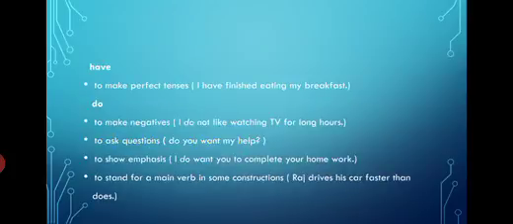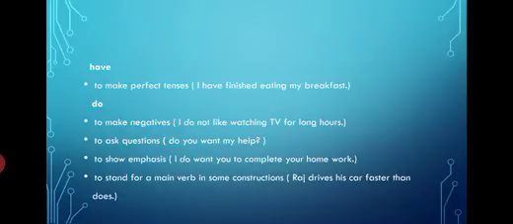Have forms. These also we will be having, have, has and had, three forms. These have forms will be used to make perfect tenses. The be forms will be for present continuous and past continuous. Have for present perfect, had for past perfect. To make perfect tenses, I have finished eating my breakfast. It is a present perfect tense.